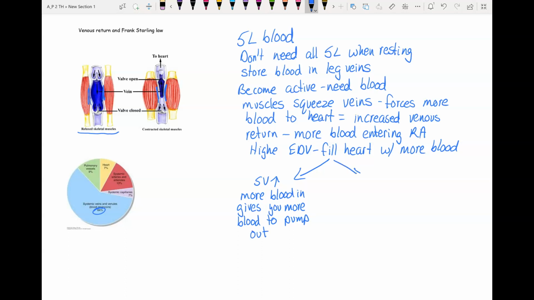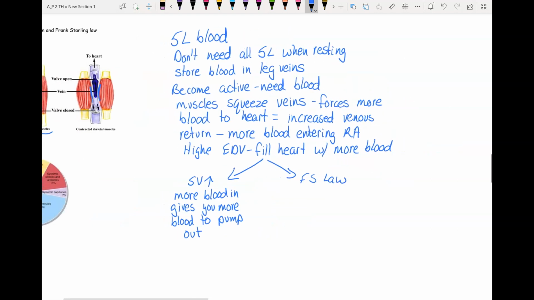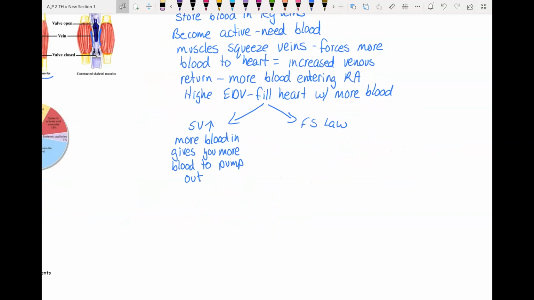The other thing that happens is the Frank-Starling law. When you put more blood in the heart, that stretches the heart. So more blood in the heart stretches it. Think of it like blowing up a balloon. The more air you put in the balloon, the more you stretch the balloon out.